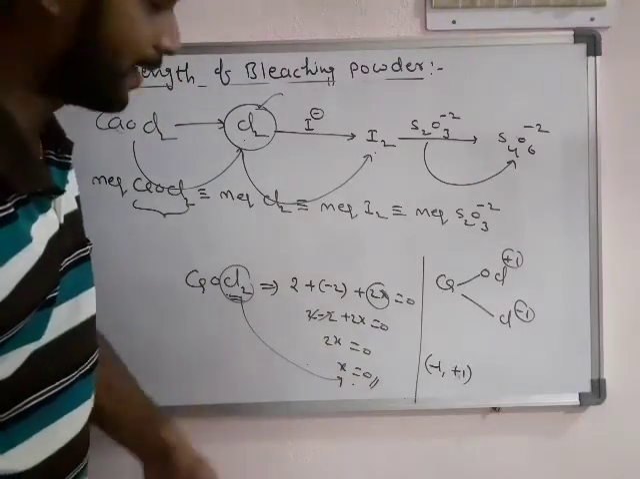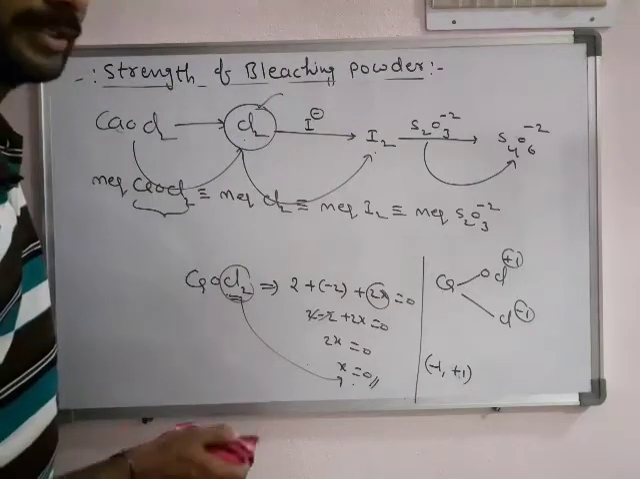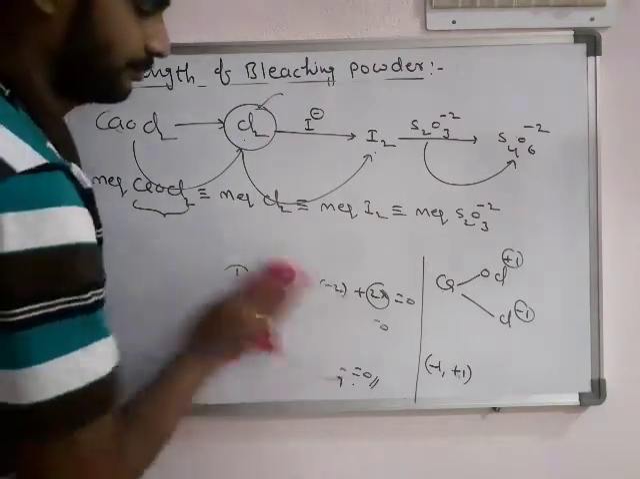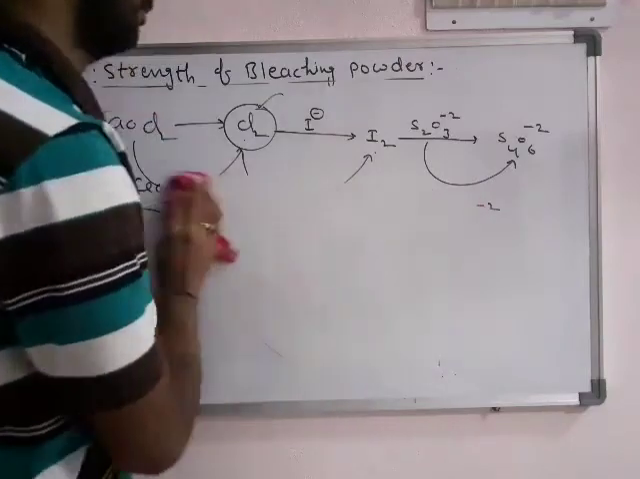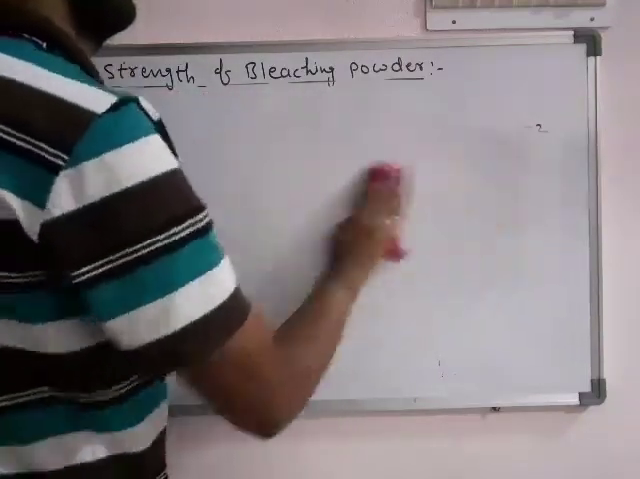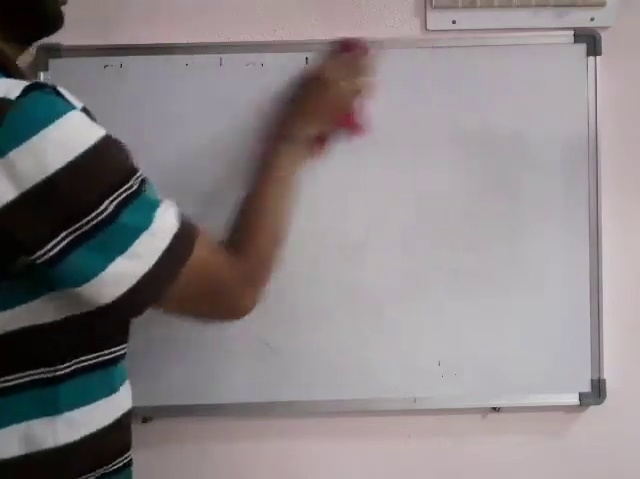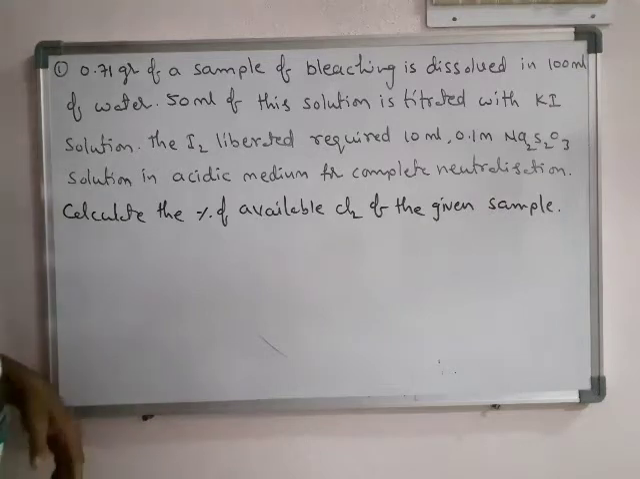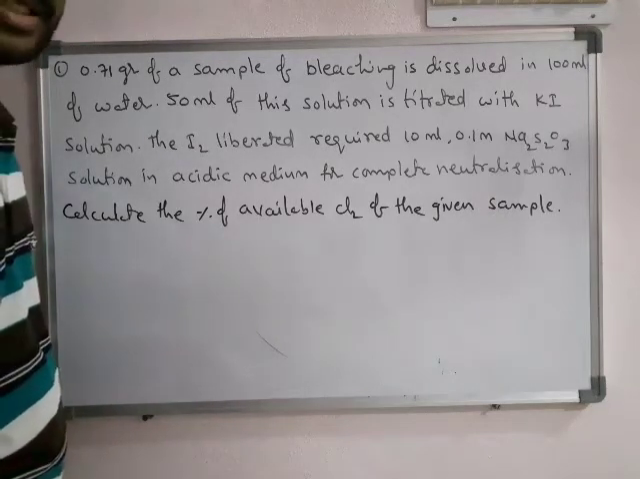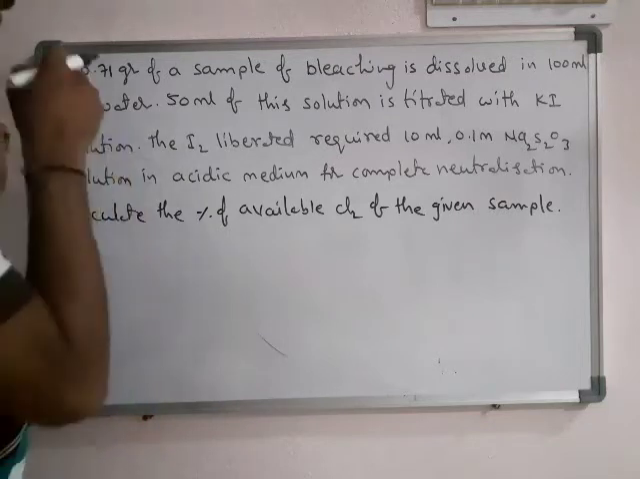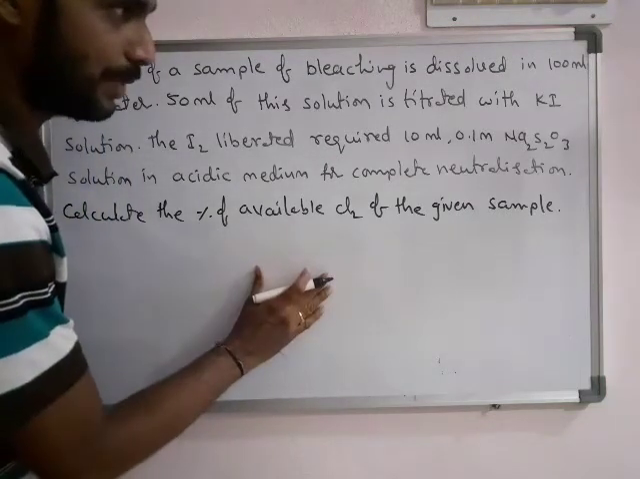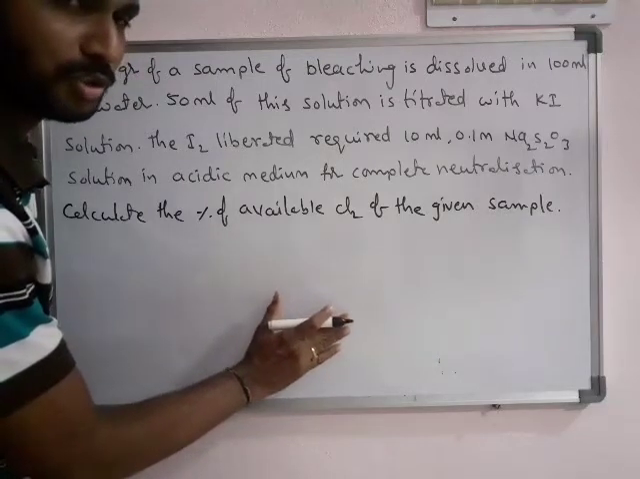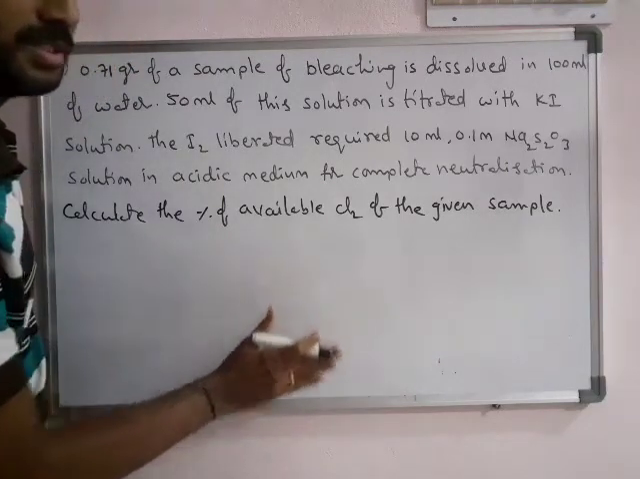Okay, now we see a problem on the strength of bleaching powder. We know that bleaching powder strength is based on the available chlorine, the amount of chlorine released from it. So see the problem.